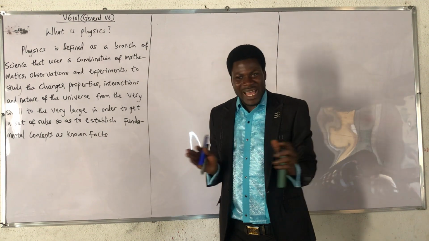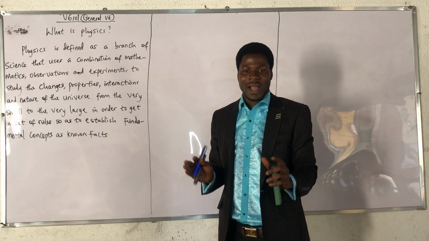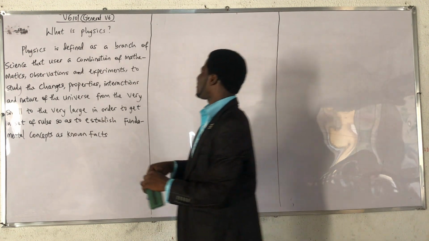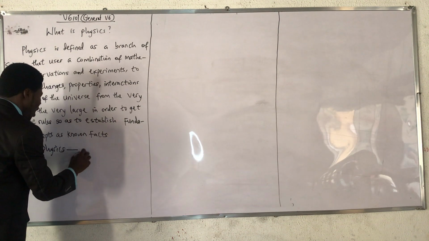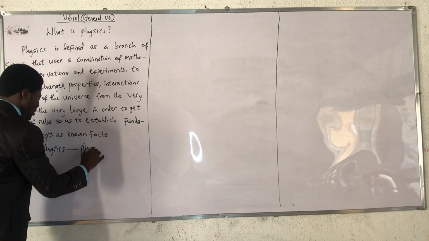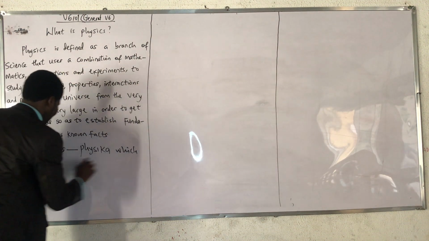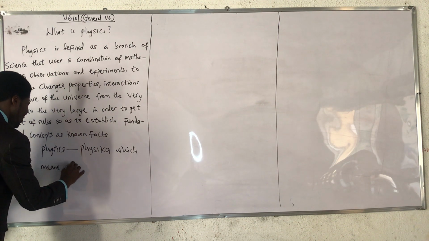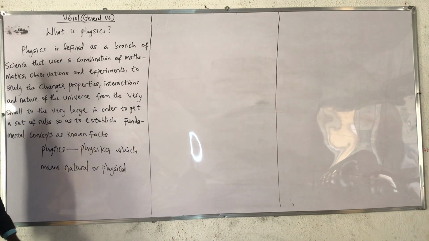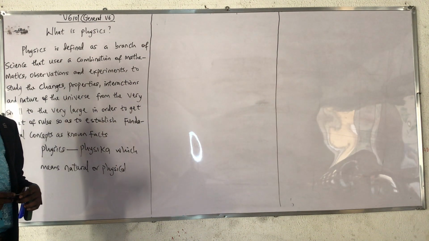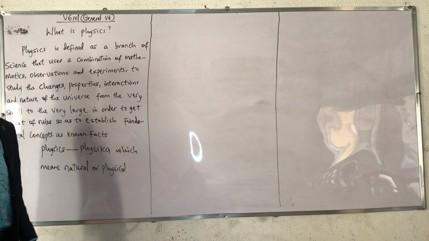And the word physics itself literally means natural or physical. Why? Physics is coined from a Greek word called physikos, which means natural or physical. Right? Natural or physical. So it's an aspect of physical science.